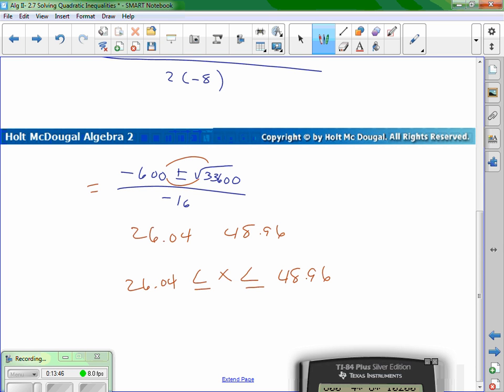So for them to make $6,000 profit, or at least $6,000 profit, they have to sell it in between $26.04 and $48.96. So yes, that is where you get $6,000.